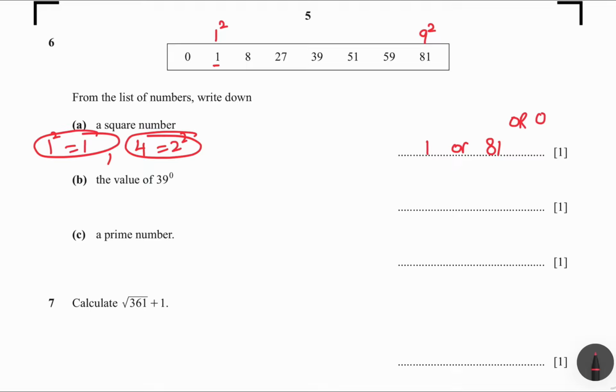Okay. Now find the value of 39 raised to power 0. So we know we have the rule of exponent. Anything raised to power 0 is 1. So 39 raised to power 0 is 1.